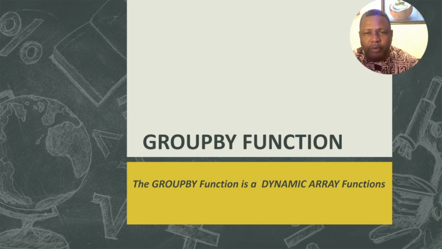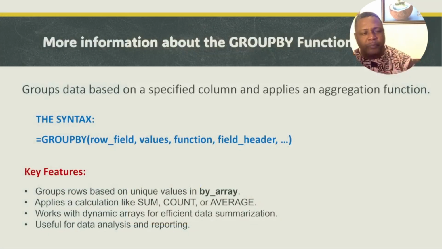In today's video, we are going to be looking at the group by function. The group by function is a dynamic array function. This function groups data based on a specified column and then of course applies an aggregate function. The syntax will be equal sign group by. You have the row field, you have the value, the function, and of course the field header.